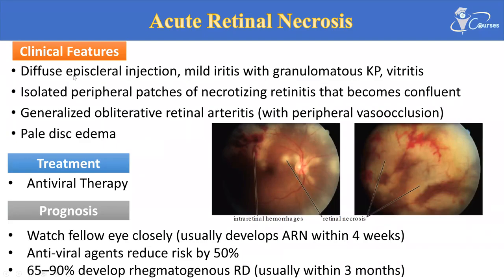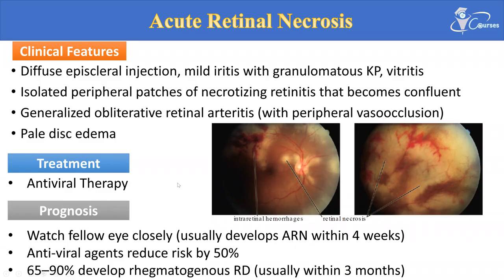Regarding the signs, the patient will have diffuse episcleral injection, mild iritis, granulomatous keratic precipitates, and vitritis, with the retina showing peripheral patches of necrotizing retinitis that become confluent. So these patches of retinitis later on become confluent, with generalized obliteration of retinal arteries, with peripheral vasoocclusion and pale disc edema. So the treatment of those patients should be initiation of systemic antiviral therapy.